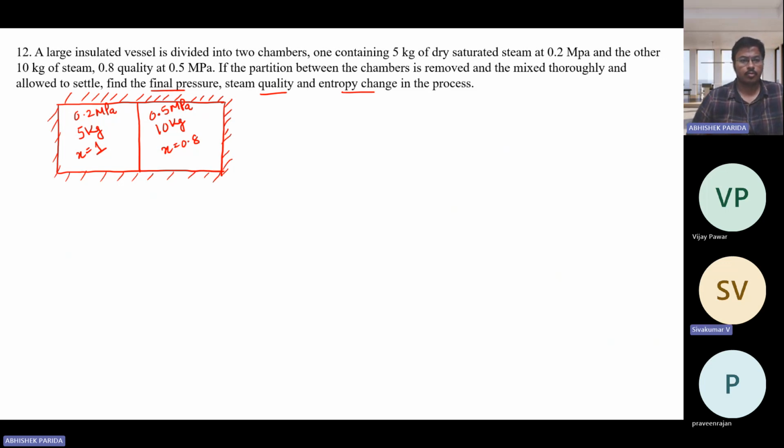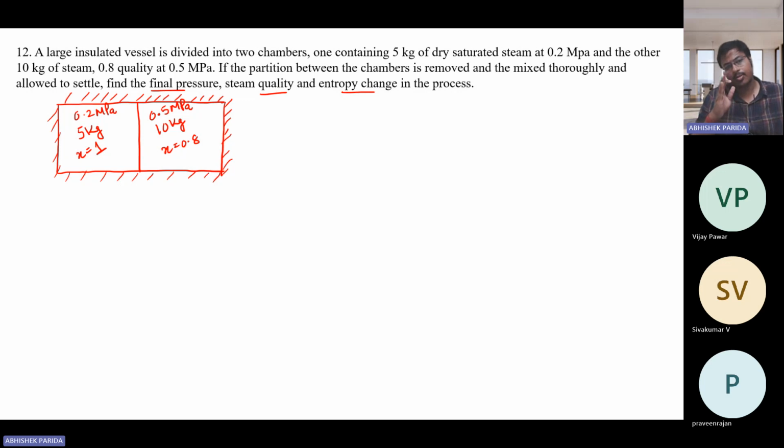After mixing M1 into H1, we need to do the energy balance. M1 H1 plus M2 H2 is equal to M1 plus M2 H3. Why H? Where did enthalpy come from? This is not the ideal gas. In an ideal gas also, I don't think H will come.